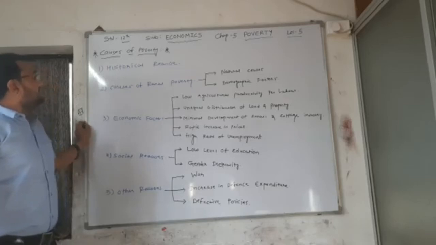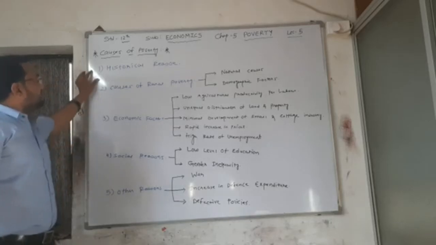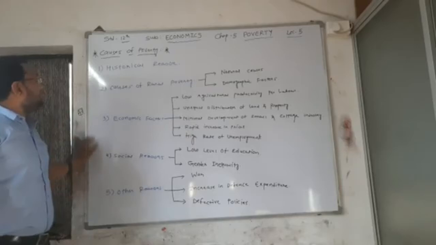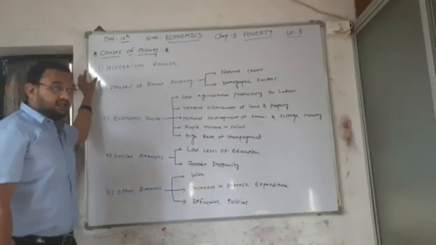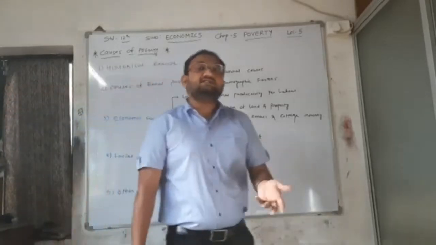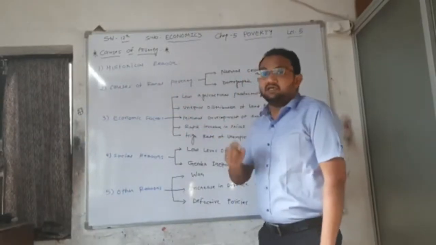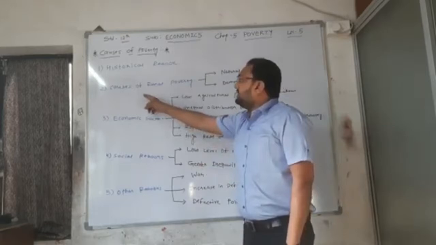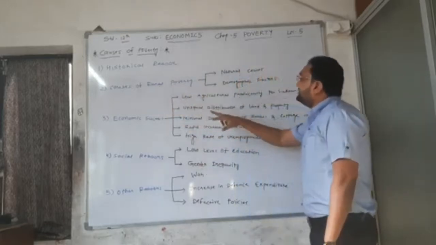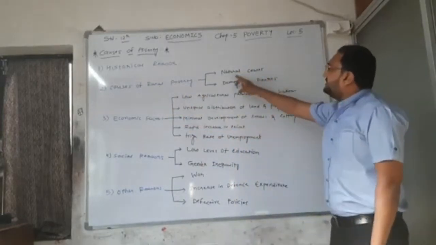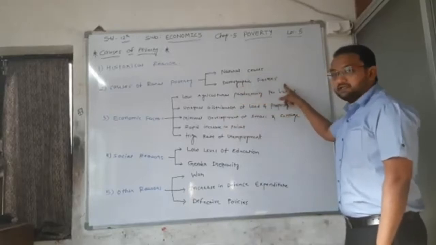In that we are going to discuss basically 5 main points, that is historical reasons, that due to some of the historical incidents and issues, India's poverty increased. Then causes of rural poverty, in which we are going to discuss the natural causes and demographic factors.